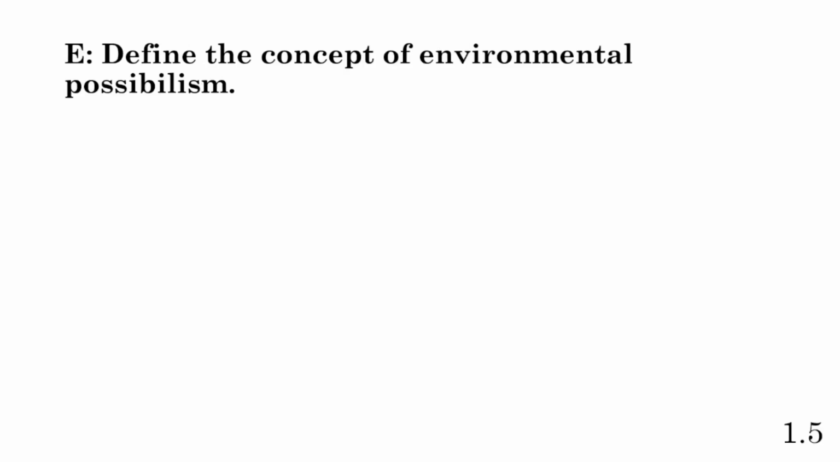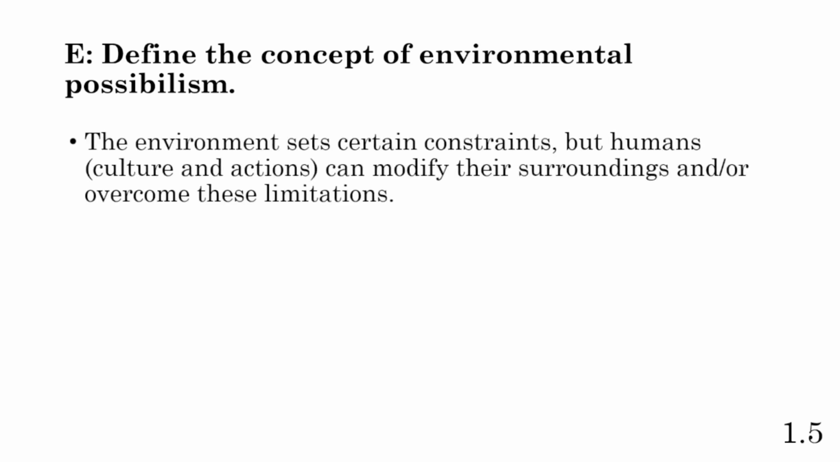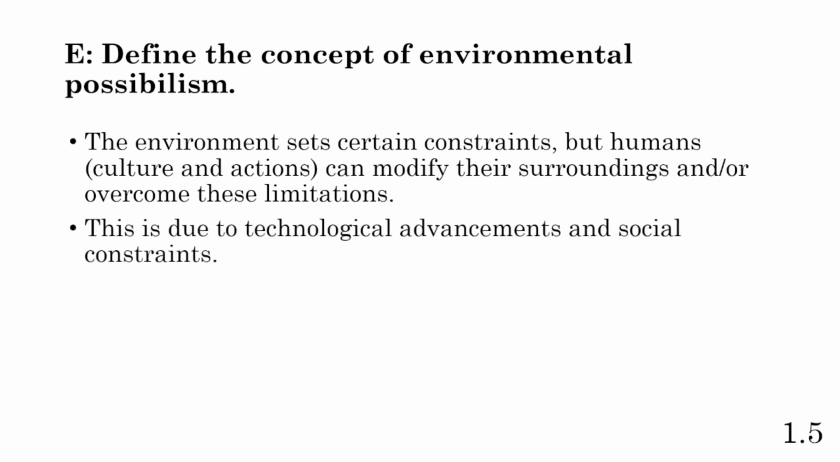Part E, define the concept of environmental possibilism. So when we talked about sustainability, we talked about two theories related to human environmental interactions. We talked about determinism and possibilism. So this one's asking you to define possibilism. Possibilism states that the environment sets certain constraints, but humans, through their culture, through their actions, can modify their surroundings, or you could have said overcome these limitations. And you could have said, in addition, this is due to technological advancements and social constraints.